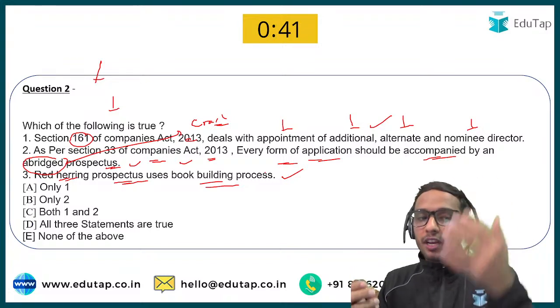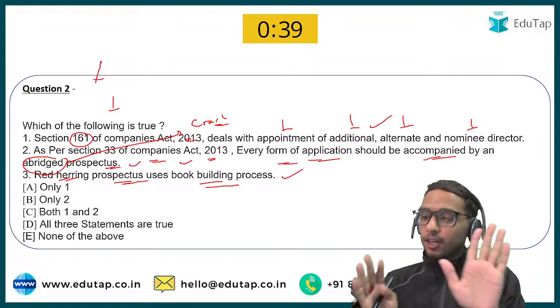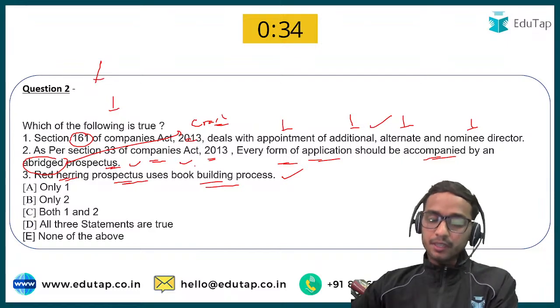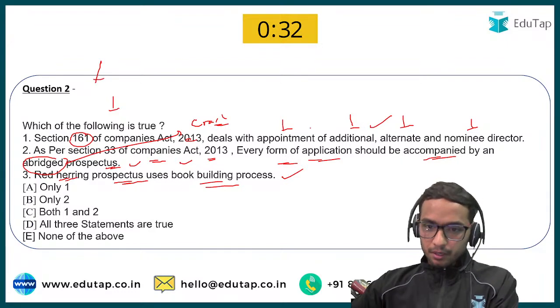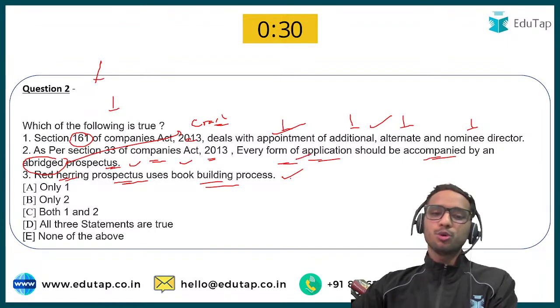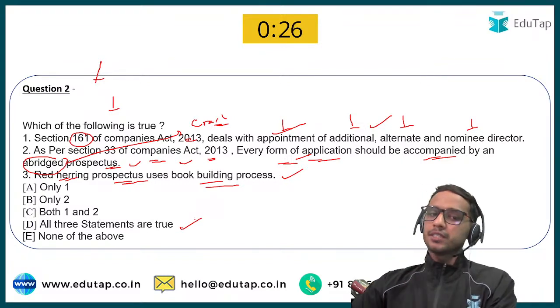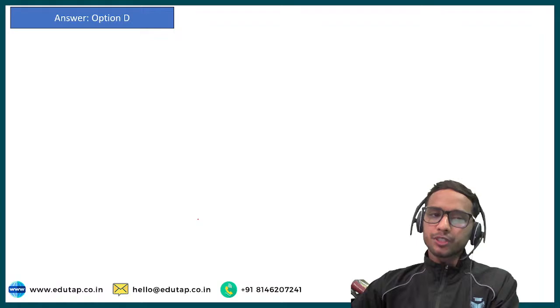So this is called book building process. So red herring prospectus uses book building. That is absolutely correct. So the answer to the second question would be: first statement is true, second is true, third is true. So all these statements are true. So I can see the answers as well. Okay, so the answer would be option number D.